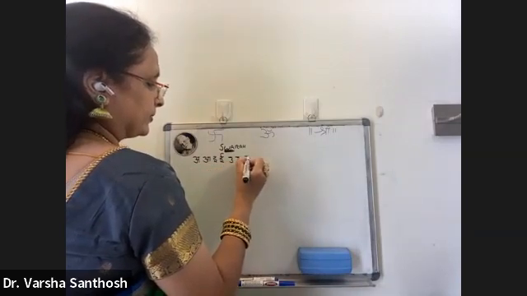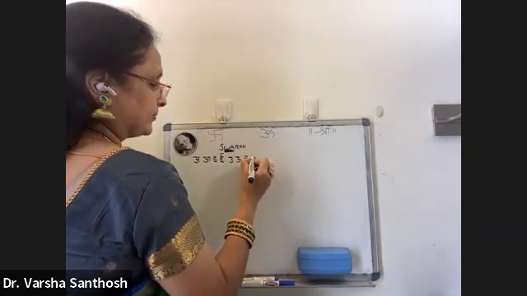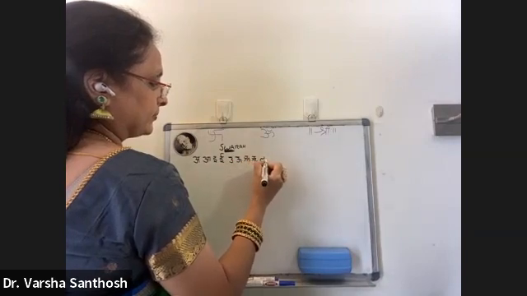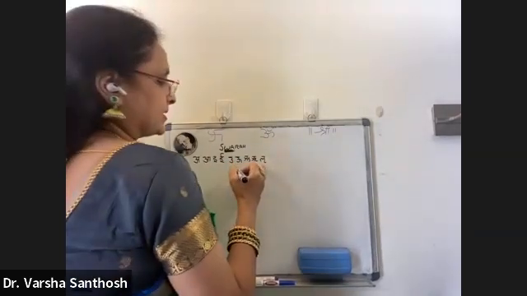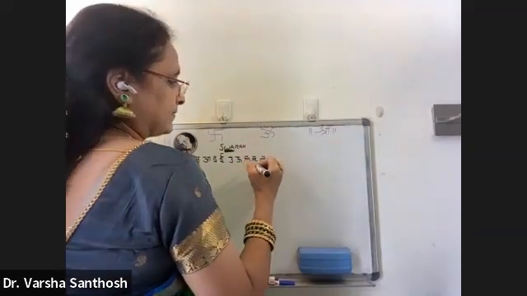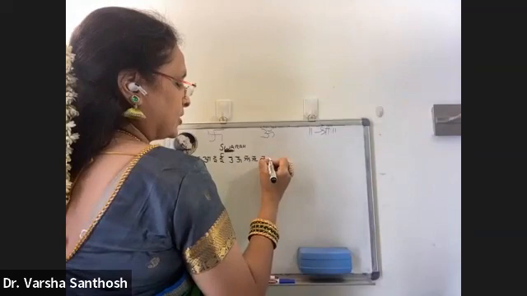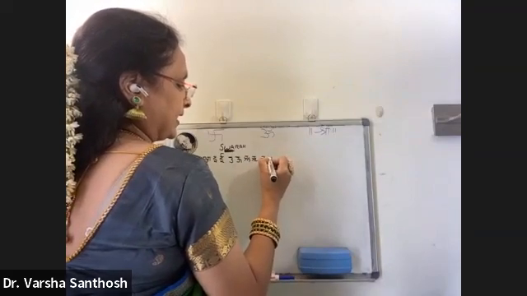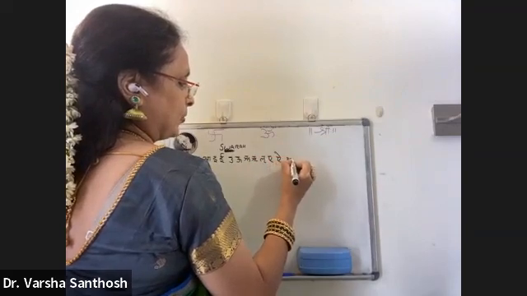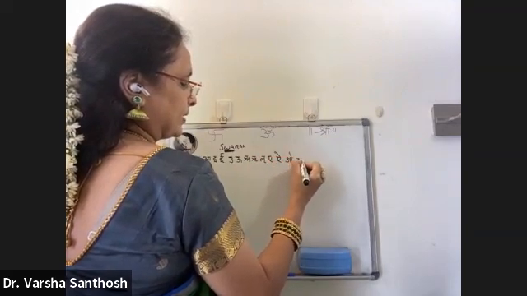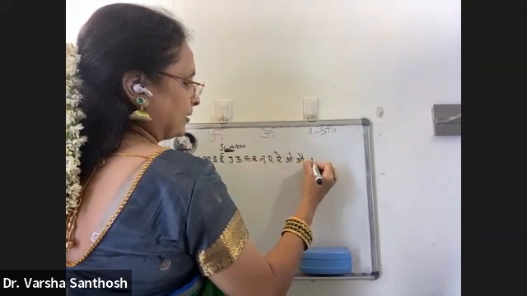R, r, l. This is only having a short sound. It doesn't have a long sound. And after this, there are 4 alphabets, all in long sound: e, ai, o, au.